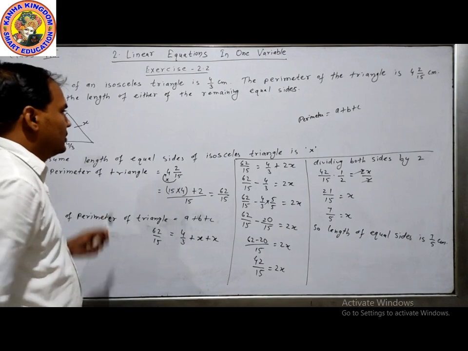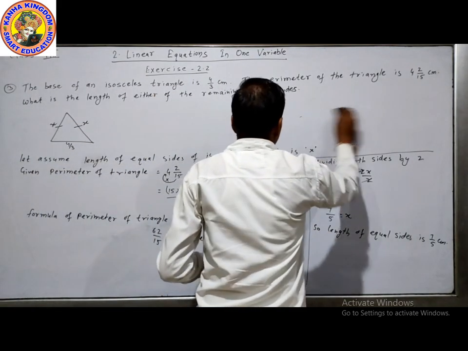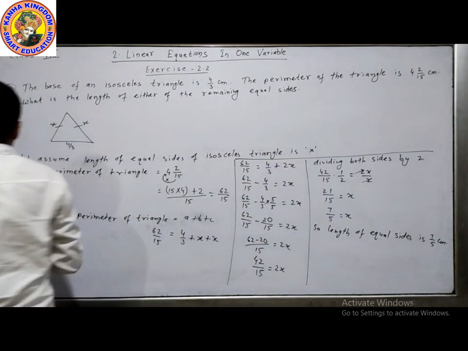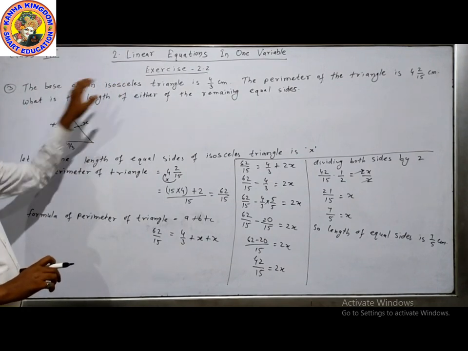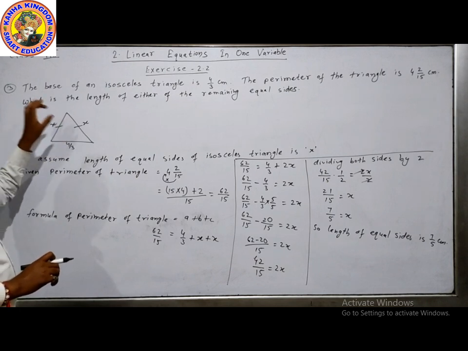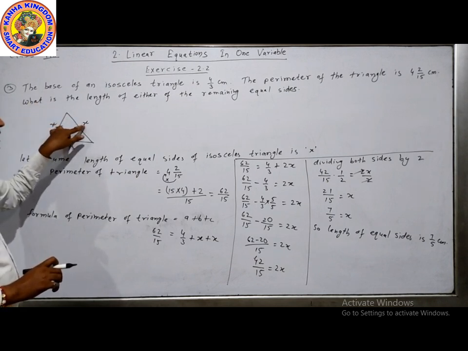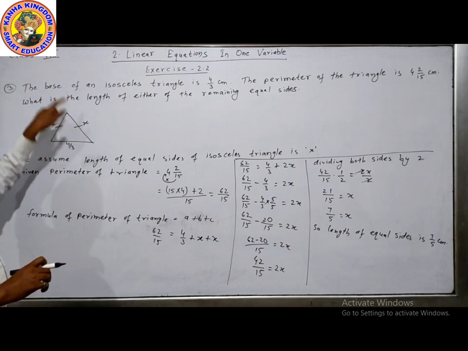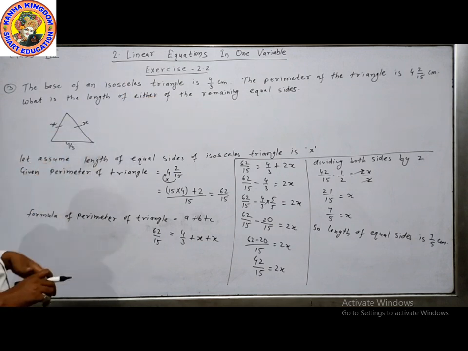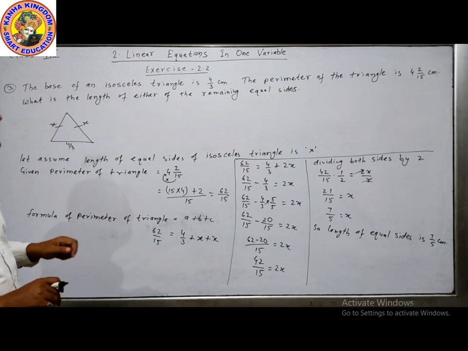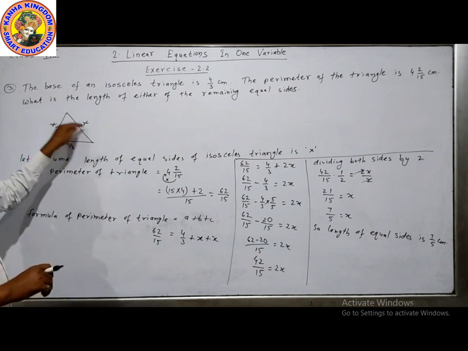Now taking the beginning of the question, the base of an isosceles triangle. What is the definition of an isosceles triangle? This is a triangle in which two sides are equal. Assume these sides are x. The base is 4/3. The base is this, the third side is 4/3. Perimeter of triangle: write down the formula of perimeter of a triangle. Perimeter of a triangle is addition of three sides. Addition of these three sides.